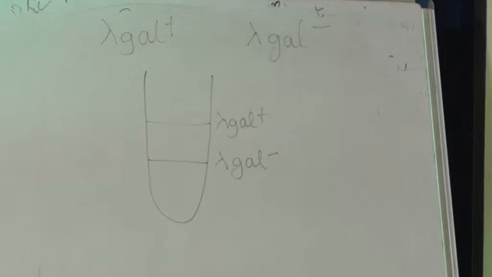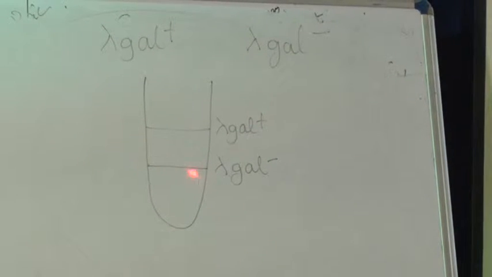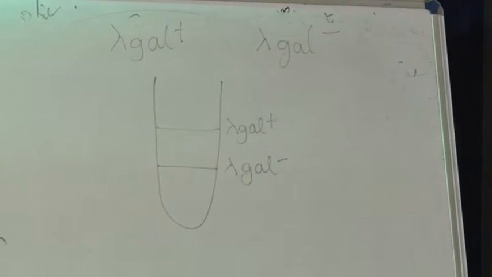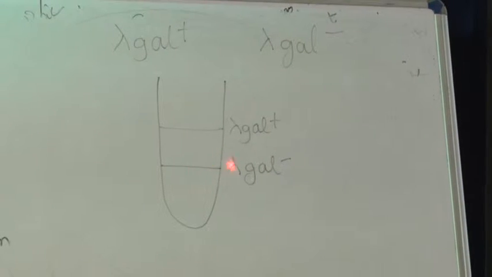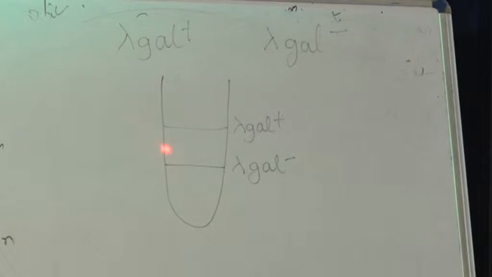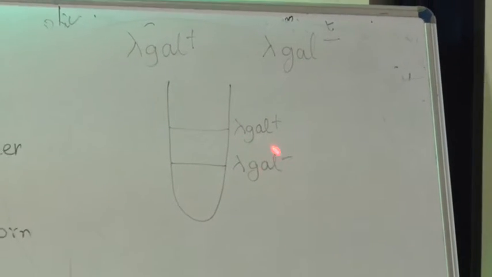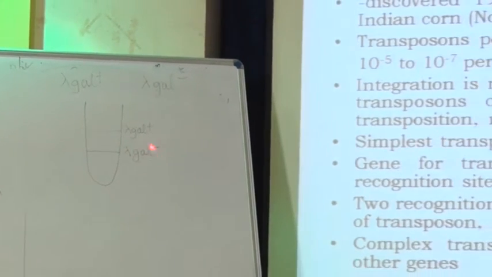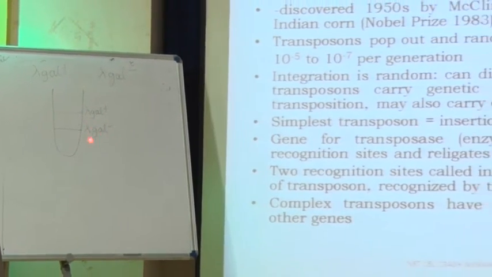आर यू गेटिंग इट? And when they analyzed this DNA from the lambda gal minus, they came to the conclusion that it is nothing but the IS1 element which has inserted into the galactose utilizing gene, and because of this reason the galactose utilization efficiency of the bacteria has been lost.